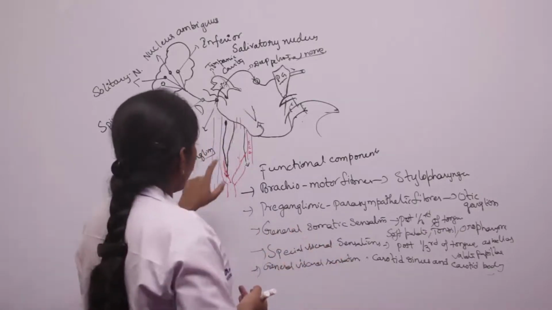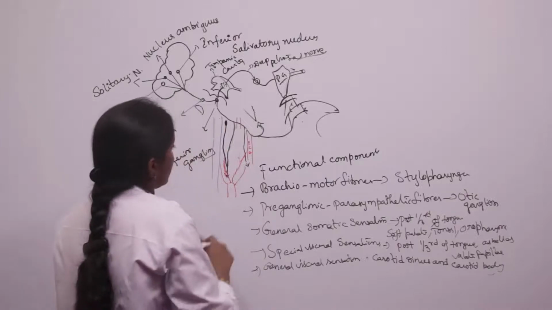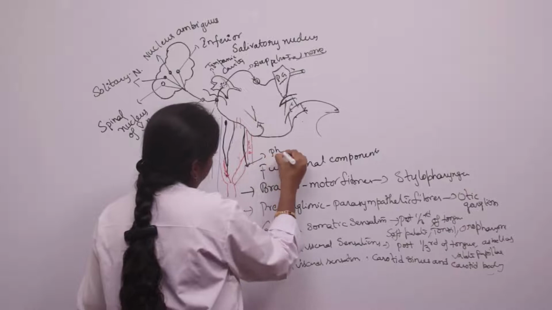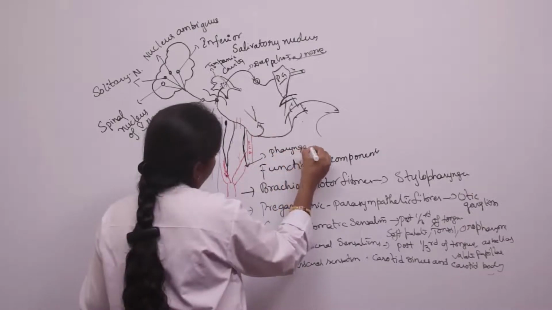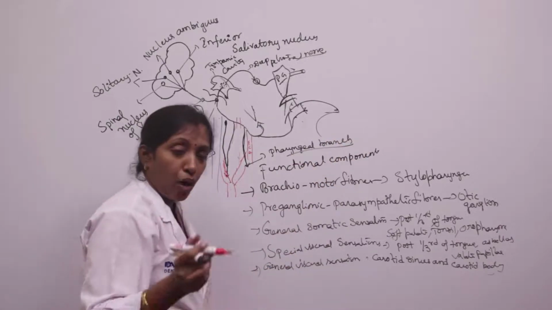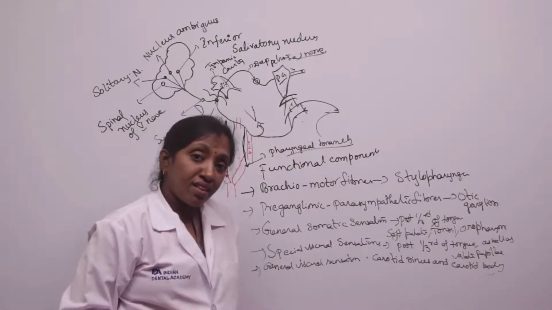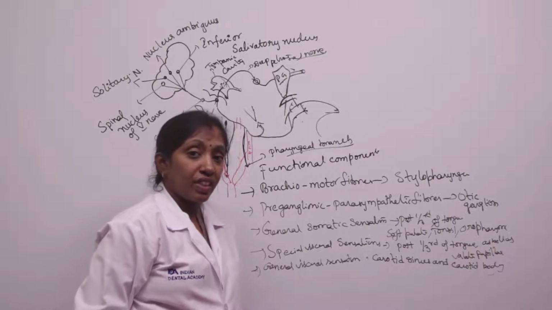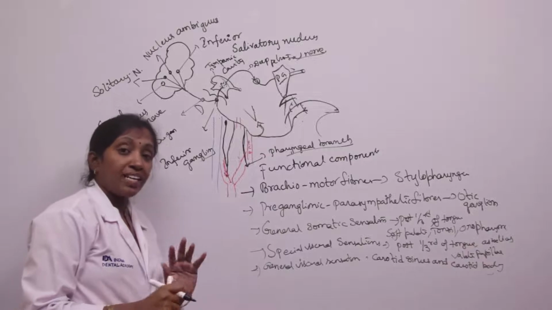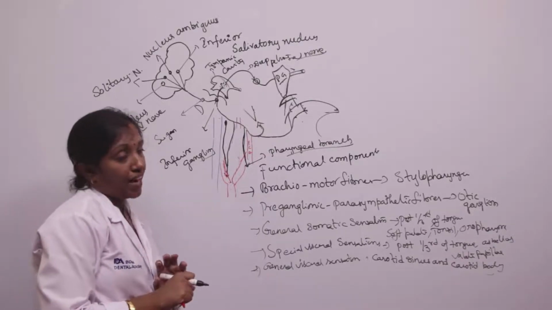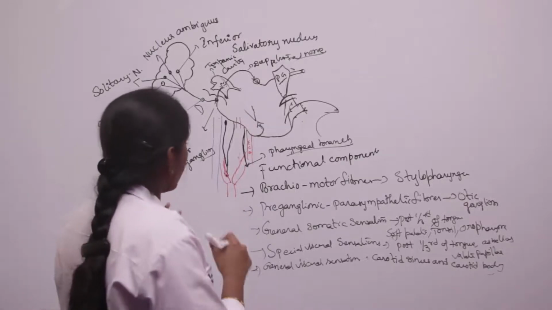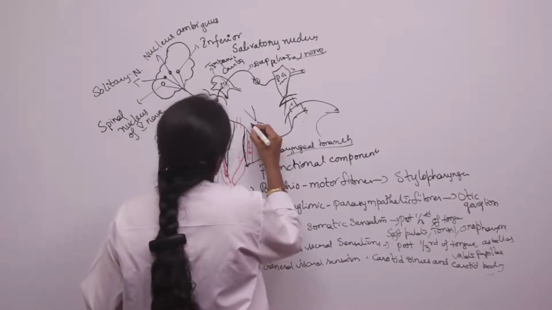Okay, and one more important branch is the pharyngeal branch. This is the pharyngeal branch. The pharyngeal branch also forms a plexus with the vagus nerve as well as the sympathetic nerve over the buccopharyngeal fascia, and it supplies the mucous membrane of the pharynx. Okay. And one more nerve is a twig to the stylopharyngeus muscle.